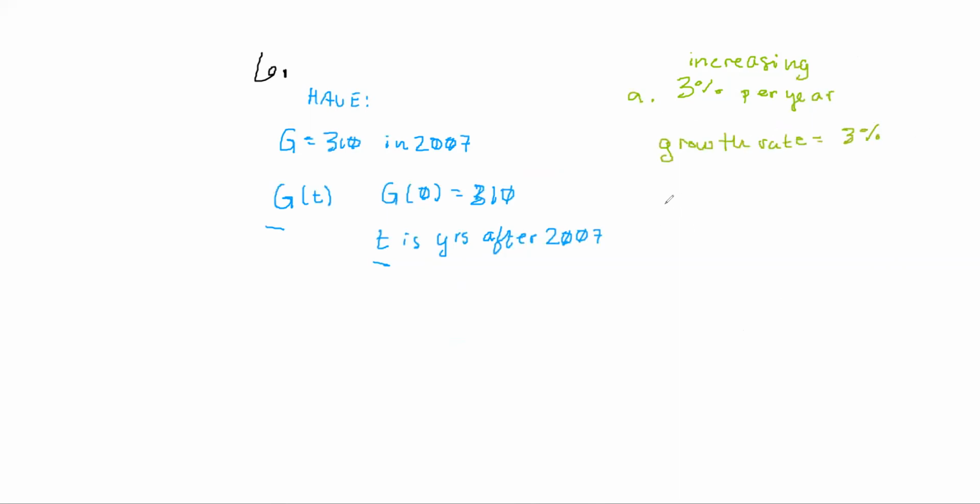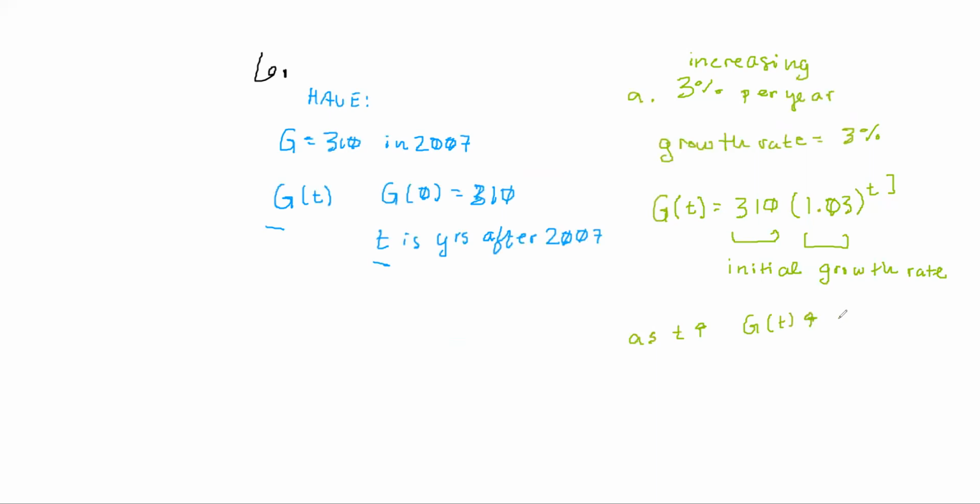And we have a function that we know looks like this: G of T is equal to my initial value times, and we're going to make this growth, so it's going to be 1.03 to the T. So it's 1 plus 0.03, to the T. As T increases, G of T increases, so that makes sense with what we're given. And this is going to be my answer.